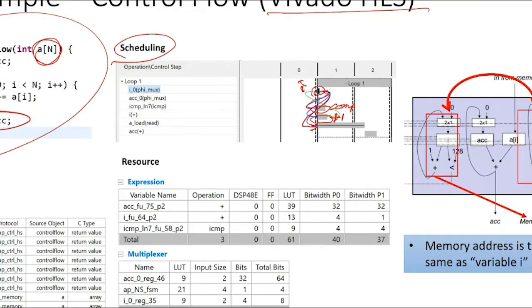What's this operation? That's a read, a load of the A array. So I becomes the address of this memory array to access the memory array. The memory array output will be added together with the accumulator, the accumulator add here.